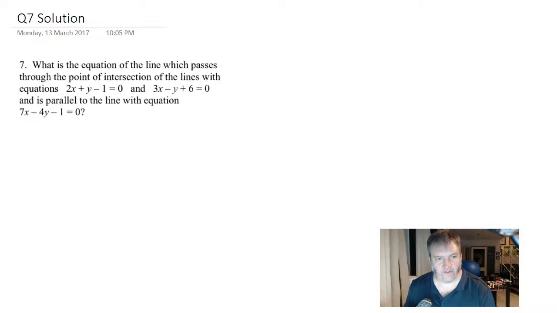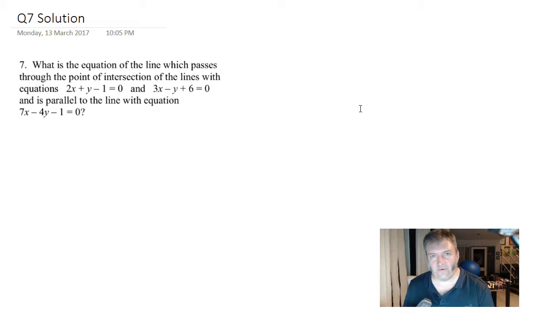Right, racing through the revision here. What is the equation of the line which passes through the point of intersection of the lines with equations 2x + y - 1 = 0, 3x - y + 6 = 0, and is parallel to the line with the equation 7x - 4y - 1 = 0.